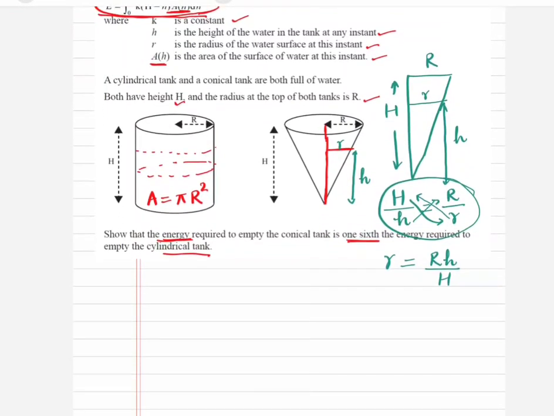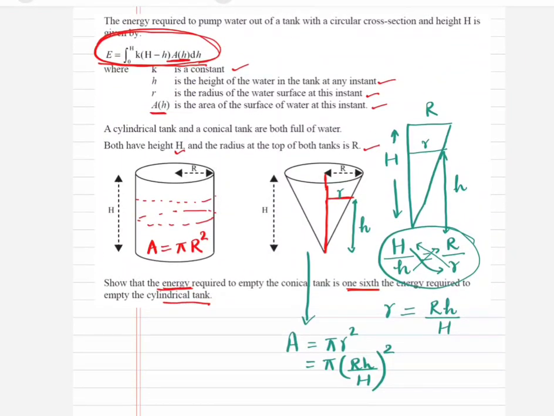So we have the radius. Now the area for this cone is going to change, and that is pi r square, small r square, and small r is going to change as the small h, the height, is changing. So that is going to be pi times capital R h over capital H, whole square. Now we need to substitute these areas back in here and find out after integration whether the energy is 1/6.